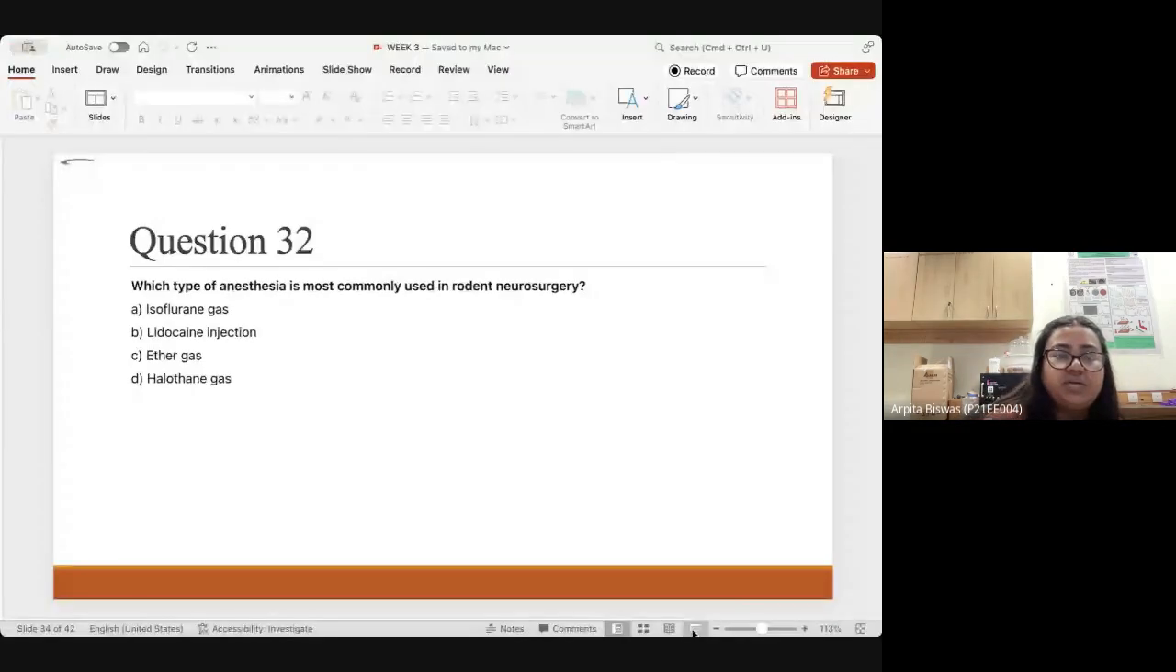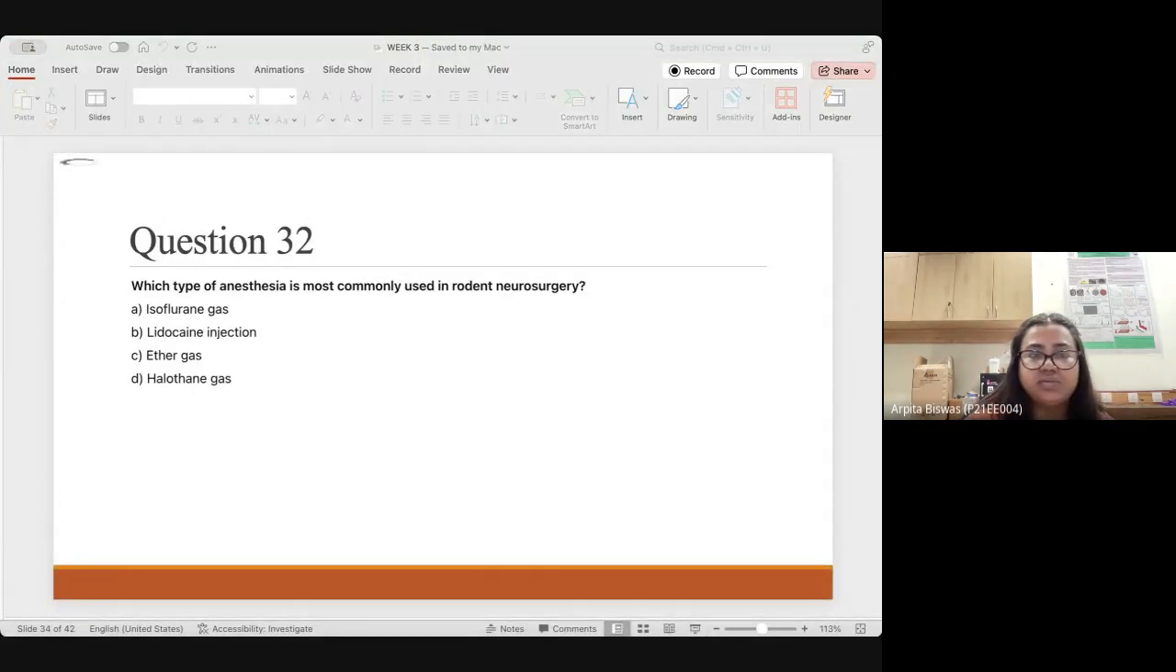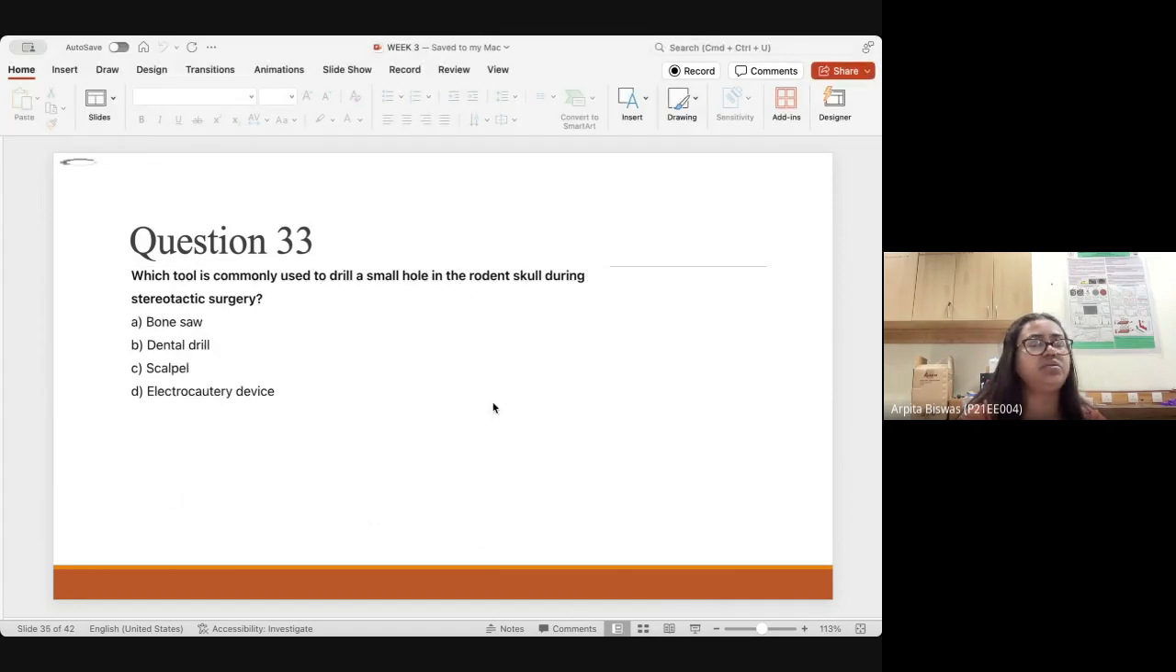Is there any right answer? Which one is the right option? Yes, the isoflurane gas is the right option. And then next, we move toward question number 33.